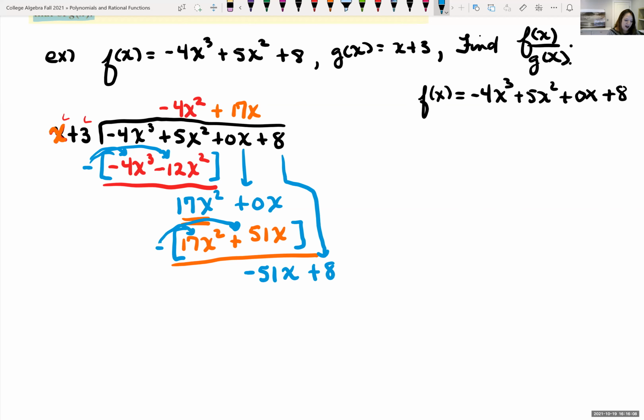So we're repeating that process again. We're looking at what multiplies to give us this first term down here after we subtracted, negative 51x. What can we multiply x by to get negative 51x? Well, that would just be a negative 51. So distributing negative 51 times x, this is negative 51x, and negative 51 times 3. That's going to be a minus, let me see, 153.